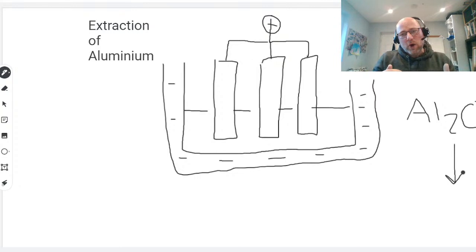How can we lower the cost? How can we lower the melting point so it doesn't cost us so much? What can we add?